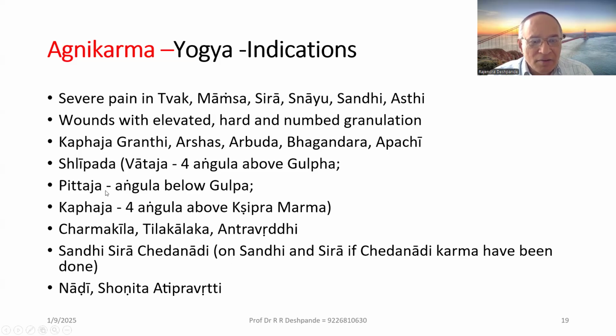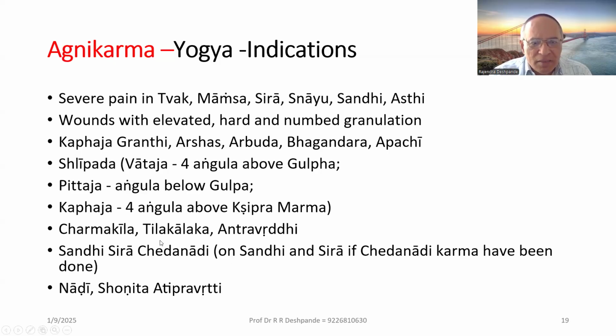Now, in Pittaja, where should we do the Agni Karma? Four Anguli below the Gulfa. Here in Vataja Shlipada, four Anguli above the Gulfa, and in Pittaja type of Shlipada, four Anguli below the Gulfa joint. Then if it is a Kaphaja type of Shlipada, then four Angula, four fingers above the Kshipra Marma. Whenever we discuss Marma, I will explain what the Gulfa Marma and Kshipra Marma are and where they are. But you must remember that around, below and above, a typical four-finger Agni Karma with the typical Shalaka, you can definitely do.